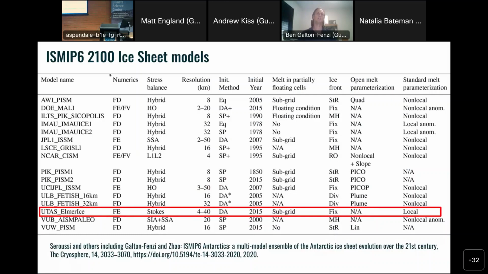These are all the models that contributed to CMIP7 2100. The one in red here is us, Elmar. So we were the only Stokes model that contributed results to that. This NCAR CISM is the one that's being considered to couple through NUOPSI into MOM6. This L1, L2 is an inherently unstable stress balance model. Exactly how that's treated or if that's a consideration for Australia, we need to keep chatting about as a community.